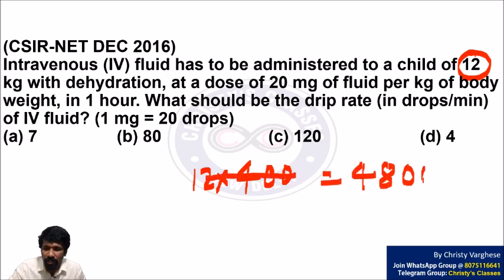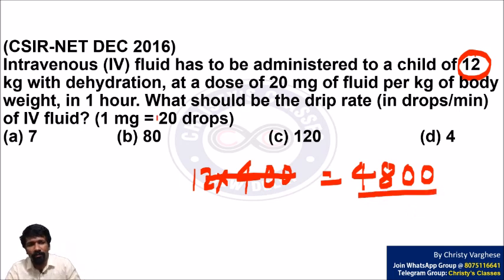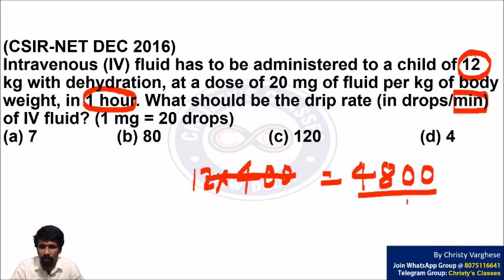Again, you don't have to multiply it. You can do the simplification in the end also. But for the explanation to look easy, I am just multiplying. So 4800 is the drops to be given in 1 hour. But remember, you don't have to give for 1 hour. You only have to give for 1 minute how much should be given. So if this much is given in 1 hour, to convert it to 1 minute you have to divide by 60.